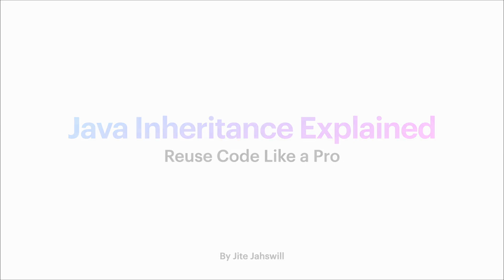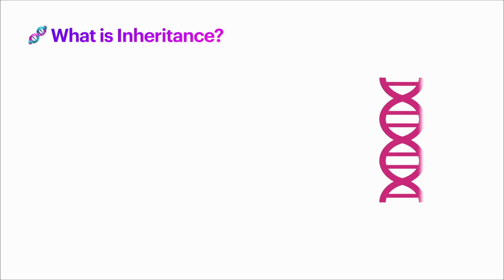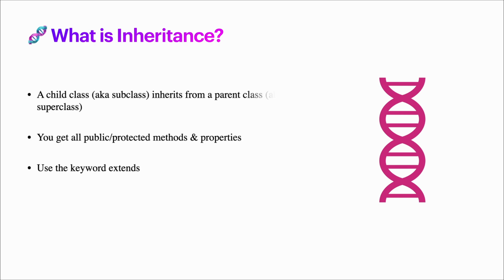So, first off, what is inheritance? Think of it as DNA. Your parents pass their DNA to you as a child. In Java, a child class, aka a subclass, inherits from a parent class, aka a superclass. So, it's the same format. The child inherits from the parent.